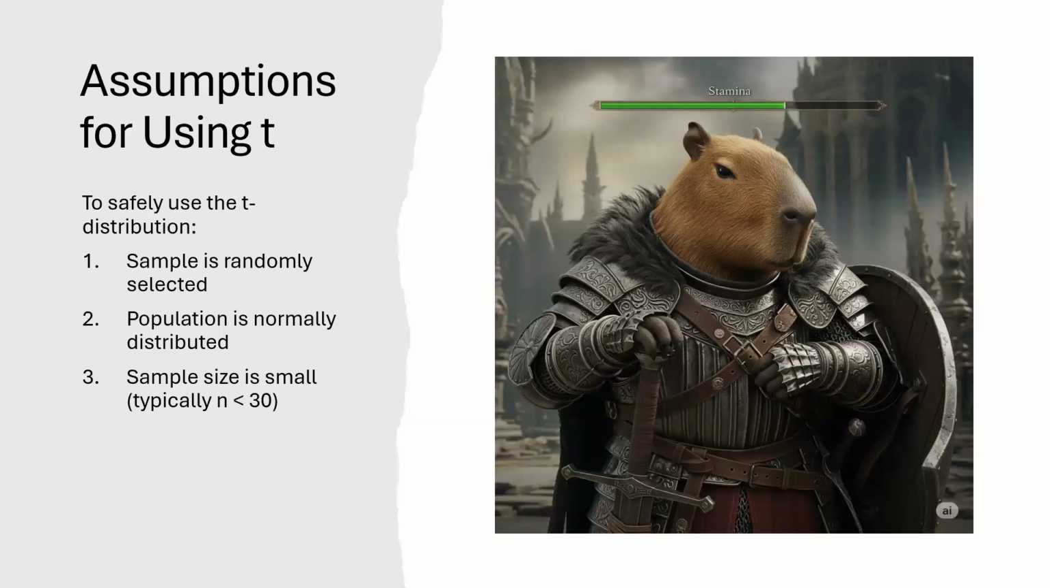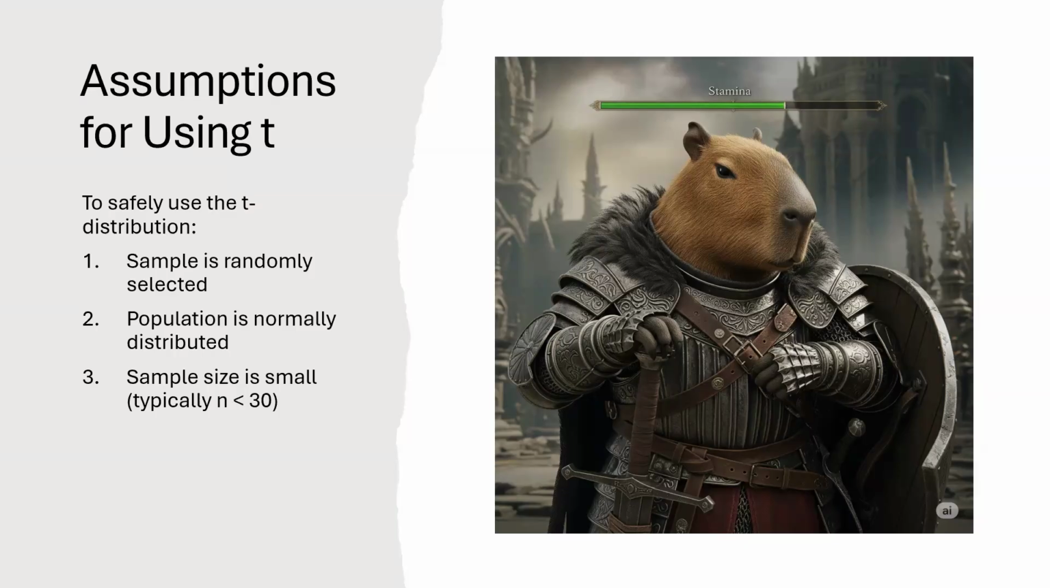Now, let's pause for a moment and talk about the ground rules for using the t-distribution. Just like you wouldn't jump into a boss fight in Elden Ring without checking your gear and stamina, you can't just blindly use the t-distribution without checking a few key assumptions. Here are the 3 you need to remember. First, your sample needs to be randomly selected. This ensures that your data actually reflects the broader population. If your sample's biased, say you only surveyed your Discord server buddies about screen time, you can't trust your results.